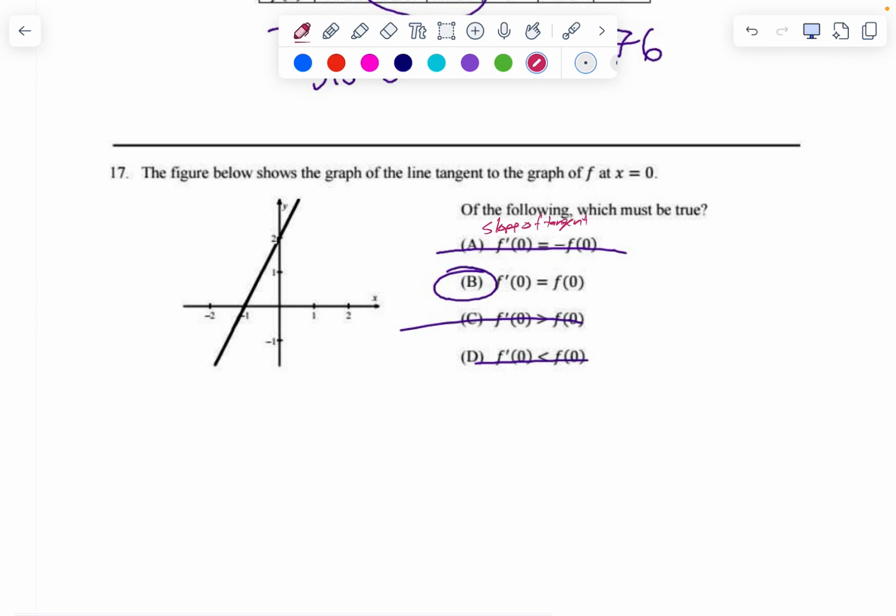No. Okay, obviously B I have circled. Let's talk through C. Again, the slope of the tangent. Does it have to be greater than the value of the function there?